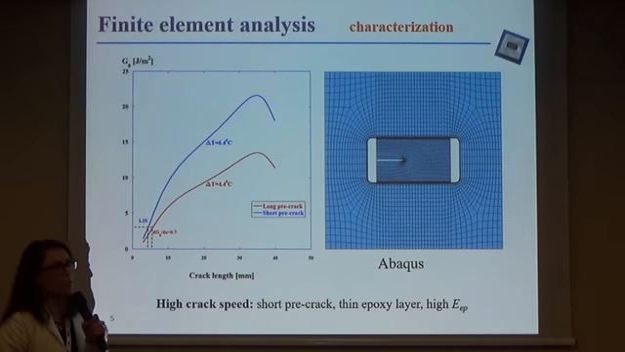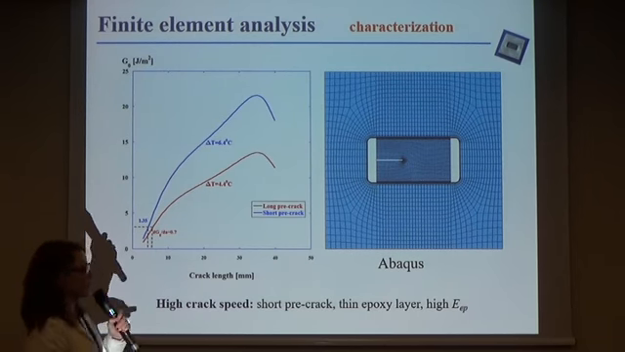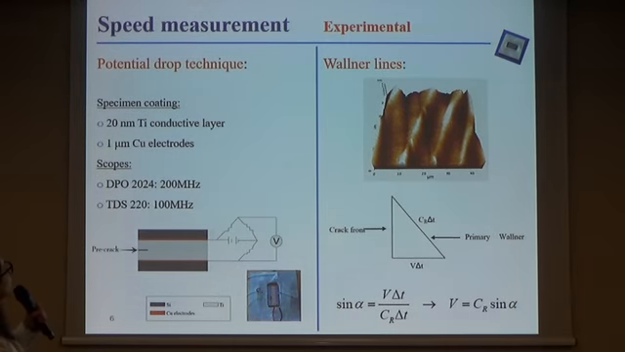The other two parameters that we have to determine are related to the epoxy, where we found that to ensure a good energy transfer from the aluminum to the silicon, we have to use a thin epoxy layer with a high effective elastic modulus. To build the energy-speed relationship, we have to measure the crack speed during crack propagation. This was done using two different techniques.